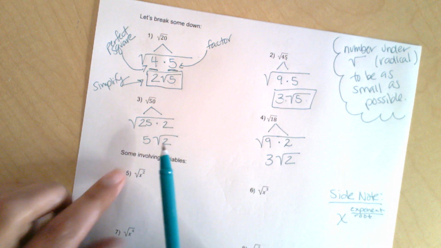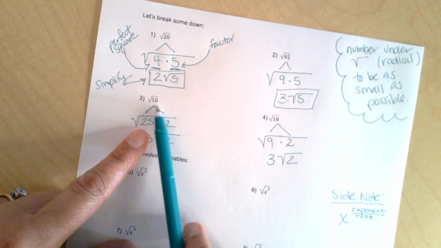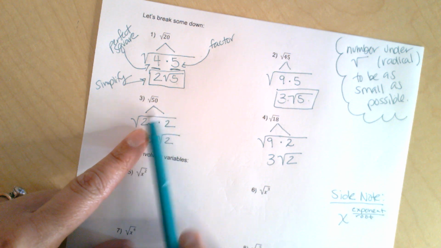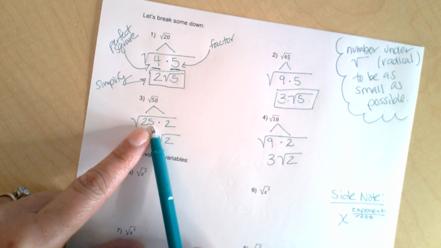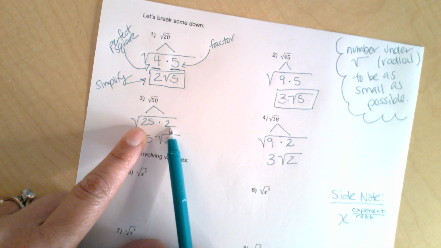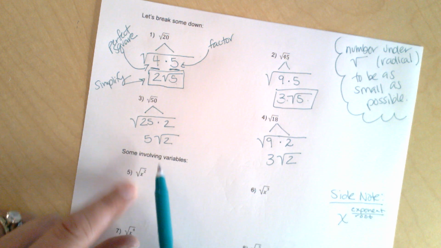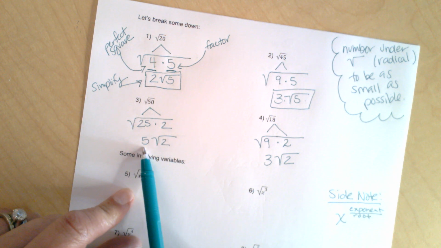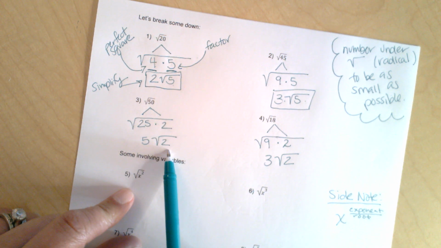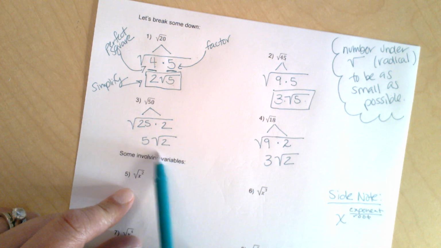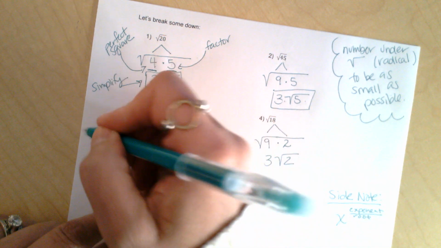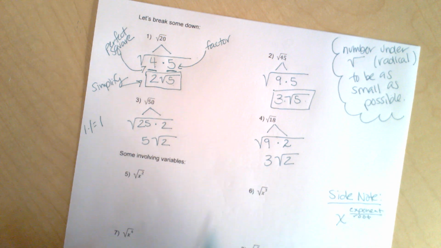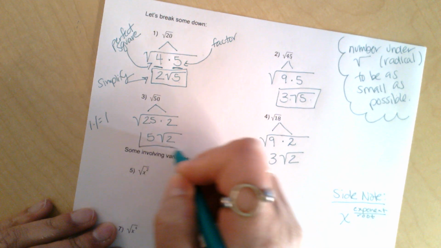Okay, the square root of 50. Again, 50 is not a perfect square, but we can divide 50 by 25, and 25 is a perfect square. Now we need the factor, so 25 times 2 gets me back to 50. Take the square root of 25, that's 5, and then the square root of 2 just comes down, okay? Don't take this out. You can't take the square root of 2. It is not 1, because 1 times 1 is 1. So be careful. It's a very common mistake.